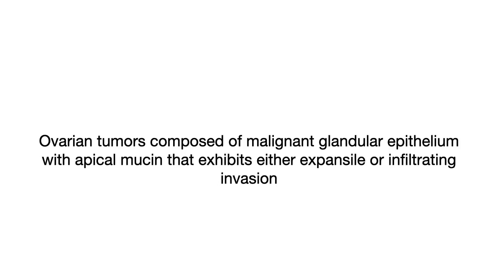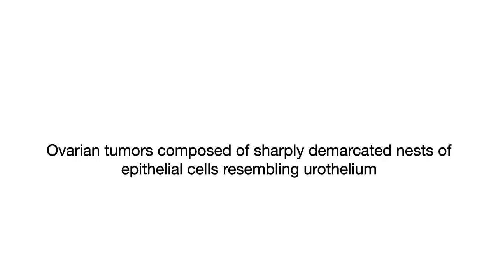These are ovarian tumors composed of malignant glandular epithelium with apical mucin that exhibits either expansile or infiltrating invasion. Mucinous carcinomas. Those mucinous carcinomas exhibiting infiltrative growth tend to have a poorer prognosis compared to those with expansile confluent growths. Ovarian tumors composed of sharply demarcated nests of epithelial cells resembling urothelium. Brenner tumors.